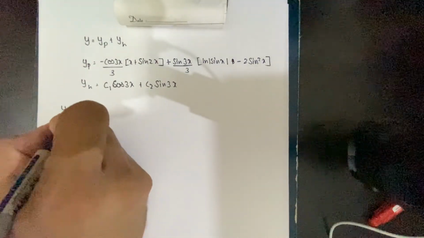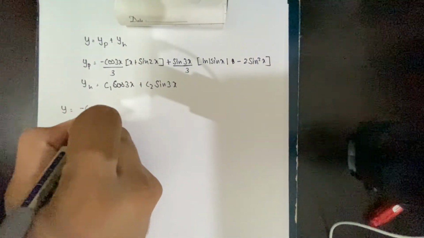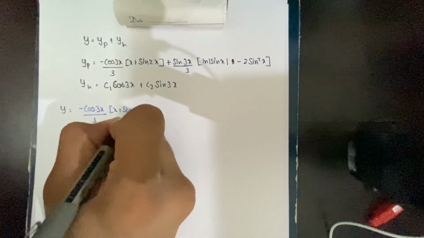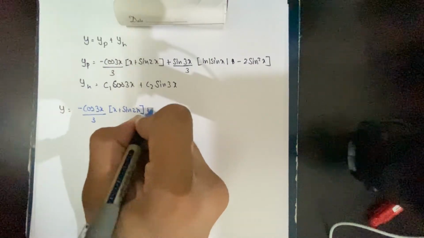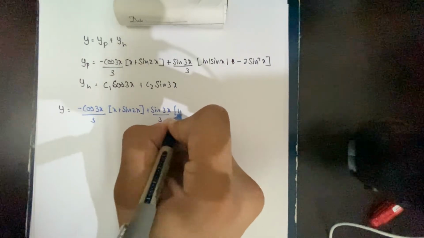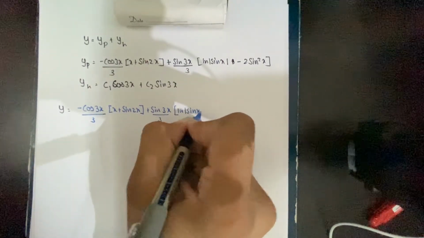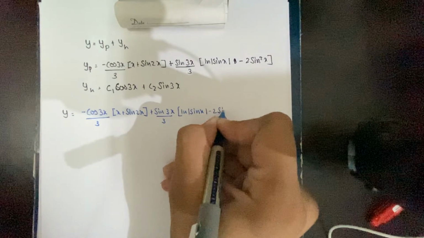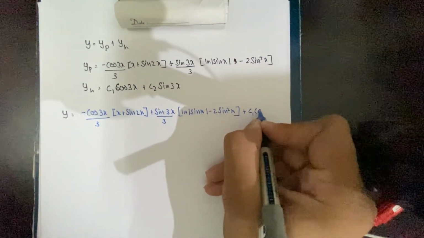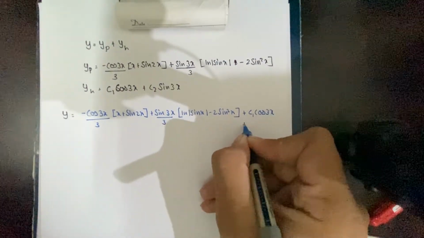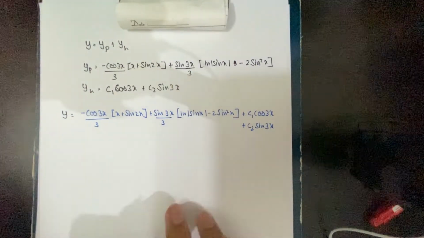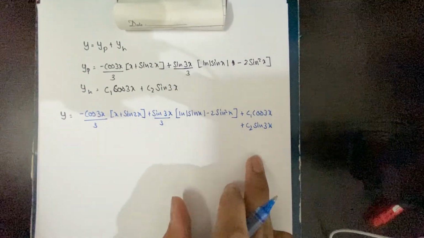So y equals minus cos 3x by 3 times x plus sin 2x, plus sin 3x by 3 times natural log of sin x minus 2 sin square x, plus c1 cos 3x plus c2 sin 3x. So yeah, that is the final answer.